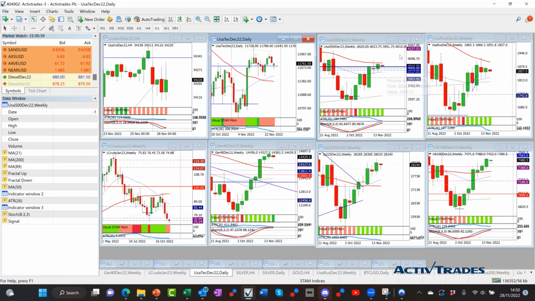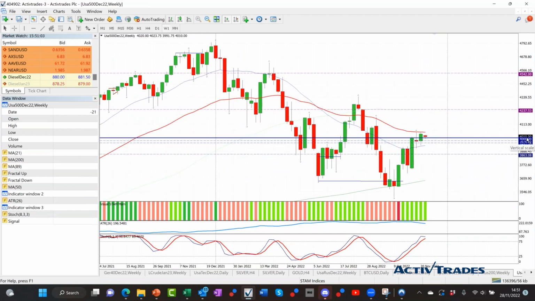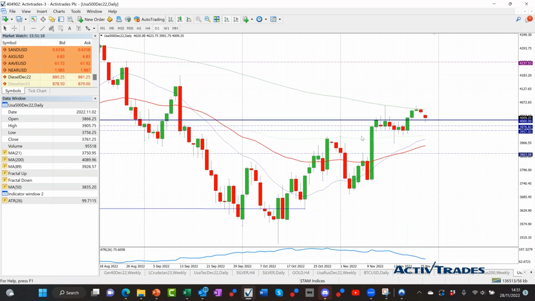Let's go to the S&P 500. On the weekly chart, what I see is we're pivoting around the big round number of 4,000. You've got the 50 period moving average acting as resistance and the 20 period moving average acting as support, which confirms that we're pivoting around there. If we go down to the daily chart, the daily 200 period moving average is acting as resistance. The price is holding above 4,000, but we'll have to wait and see about that.